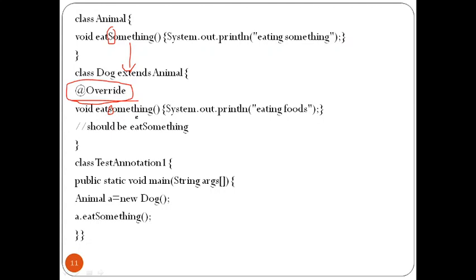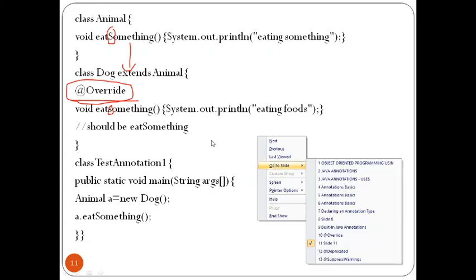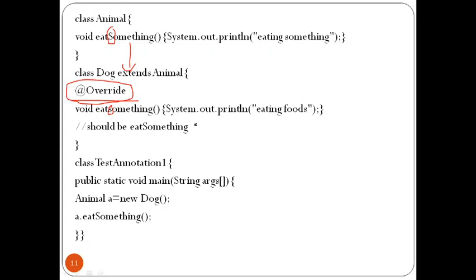That means I am not performing 100% overriding. Why? Because the method name is changed. So whatever method I have written, it is a new method in the Dog class. It is not the method of the Animal class. So now we will see what the compiler will do.